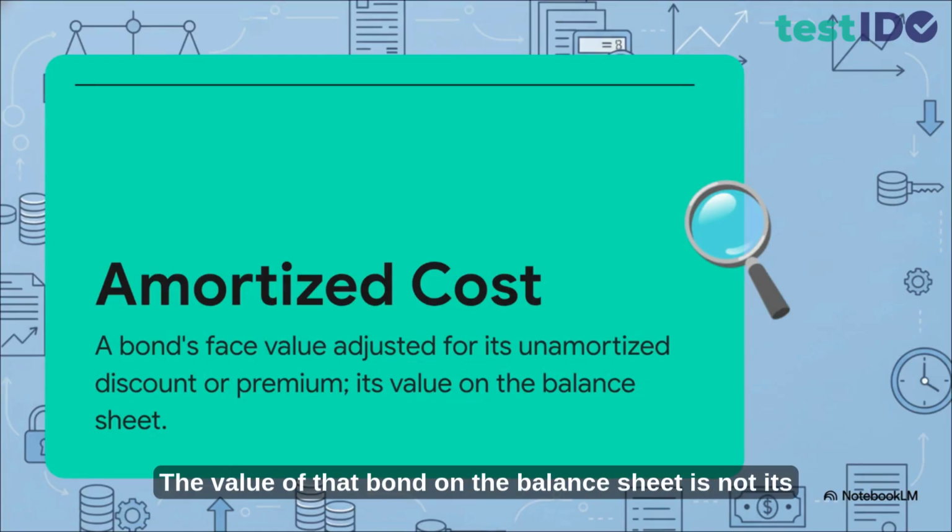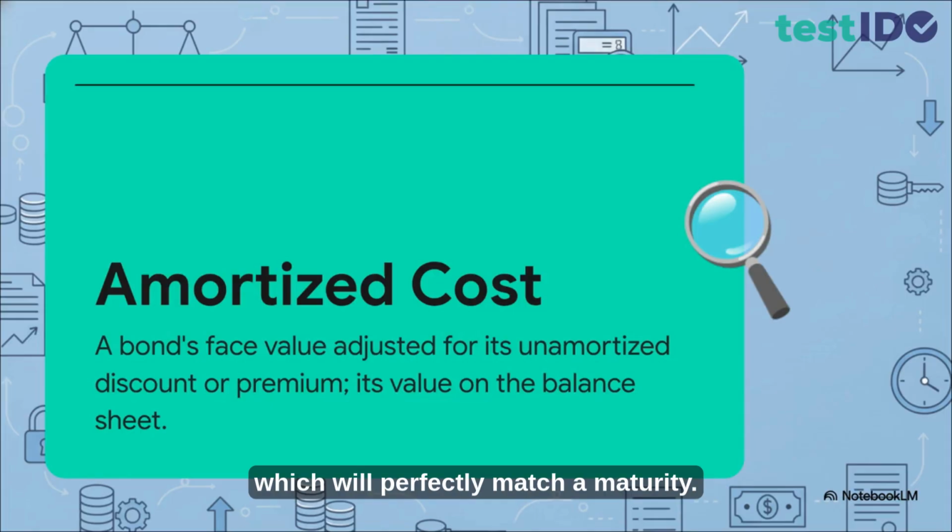Now, here's the golden rule for the exam, the thing you absolutely have to remember. The value of that bond on the balance sheet is not its face value. It's what we call the amortized cost. Just think of it like this. The bond's book value is slowly correcting itself over its life. Whether it started at a discount or a premium, with every interest payment, its carrying value gets one step closer to its face value, which it will perfectly match at maturity.